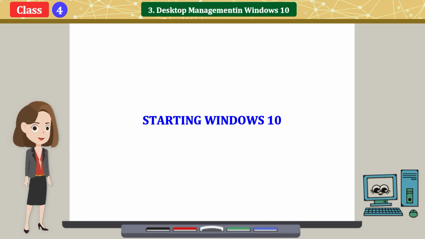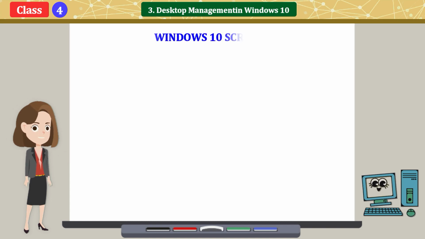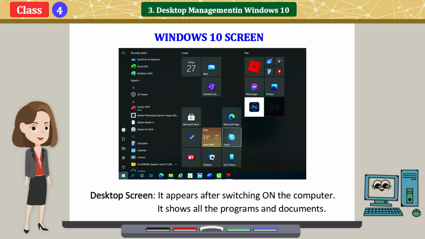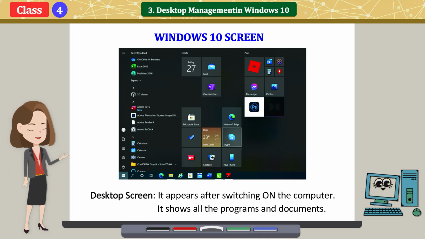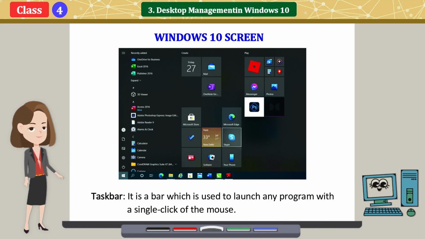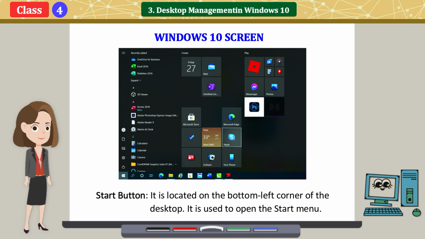Starting Windows 10. Just after turning on the computer system, the Windows 10 starts automatically. This function is called the booting. Windows 10 screen. Desktop screen, it appears after switching on the computer. It shows all the programs and documents. Taskbar, it is a bar which is used to launch any program with a single click of the mouse. Start button, it is located on the bottom left corner of the desktop. It is used to open the start menu.